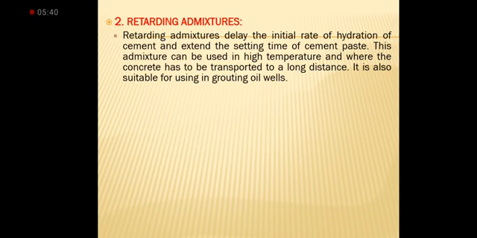Retarding admixture delays the initial rate of hydration of cement and extends the setting time of cement paste. This admixture can be used in high temperature and where the concrete has to be transported a long distance. When we have already prepared the concrete, but it has to go a long distance, that is called ready mix type of concrete.